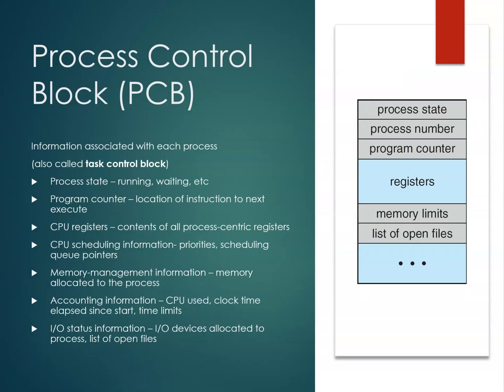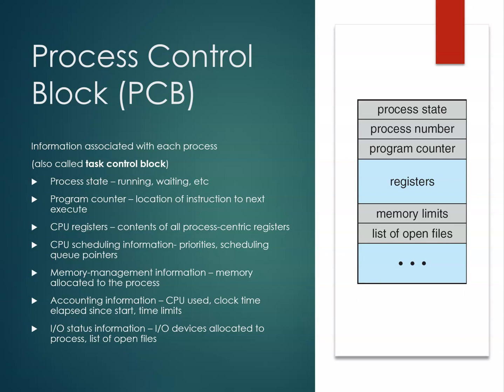Every process has a process control block. It can also be called a task control block or a process control context. I like PCB the best. In it, we have a process state, which is the state of our current process: running, waiting, etc. A program counter, the location of the instruction to next execute. Because remember, if we have multiple processes and they switch, they won't be executing at the same place. We also have CPU registers, the contents of all process-centric registers. We have scheduling information, such as priorities, scheduling queue pointers, etc.